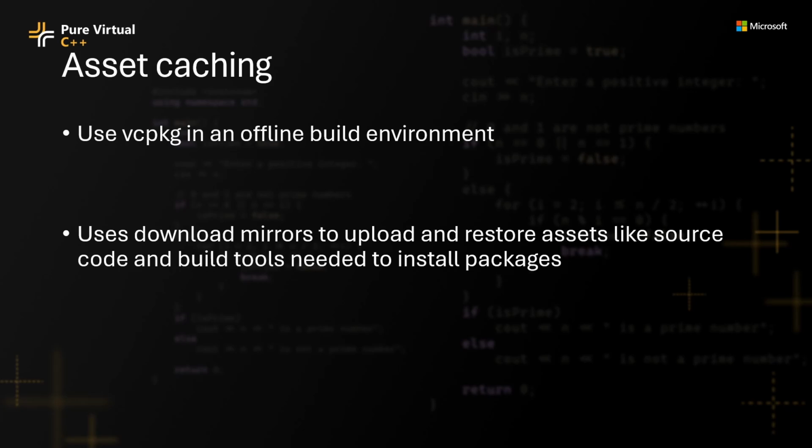Another vcpkg feature useful for professional development teams in particular is asset caching. Asset caching allows vcpkg to work in an offline build environment, which some organizations prefer for security reasons. It is also useful if you have continuity of business rules to comply with. It uses download mirrors to upload and restore assets like source code and build tools needed to install packages.